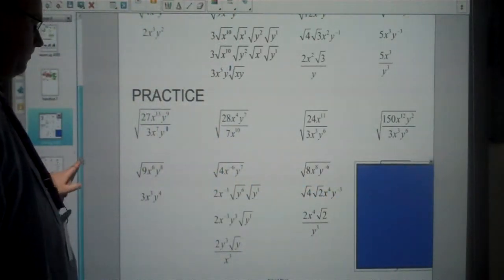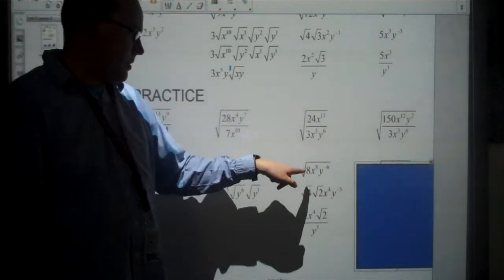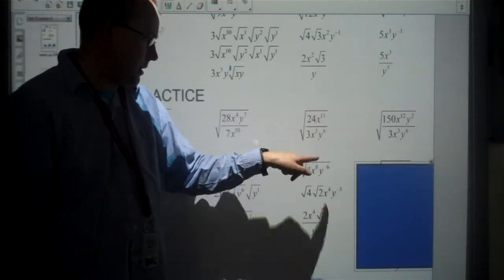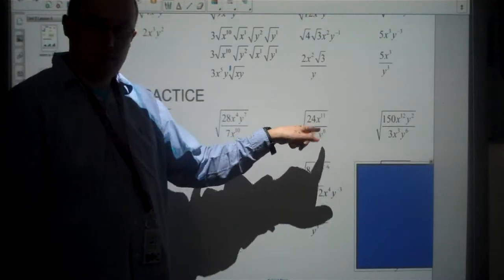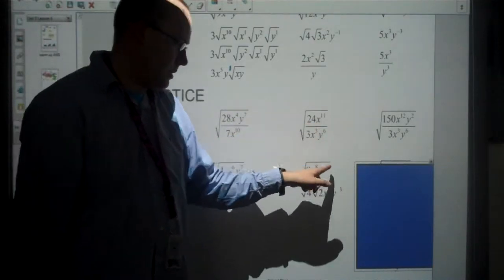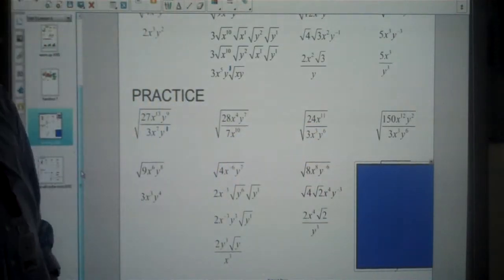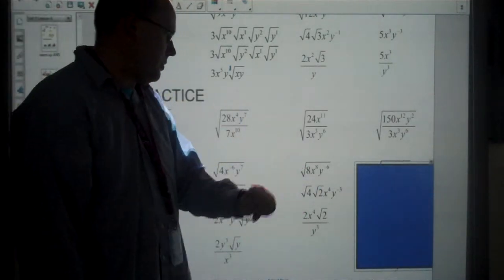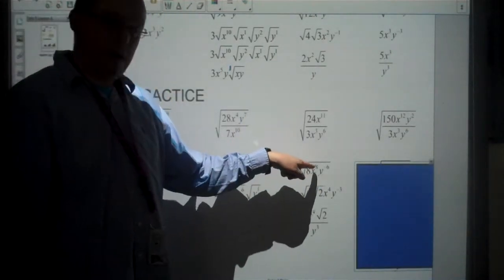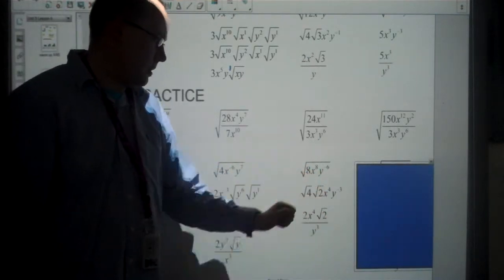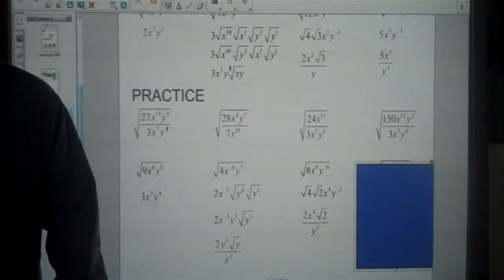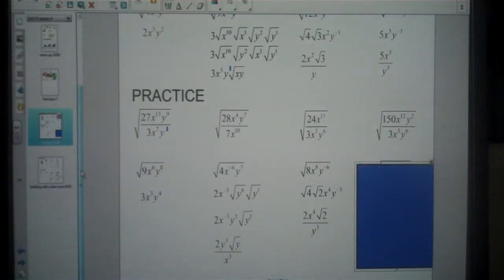The third one, 24 divided by 3 is 8. X to the 11 divided by x cubed, 11 take away 3 is 8. Y to the 6 is on the bottom. We could leave it on the bottom, or I can say it's the same as y to the negative 6. 8 I need to split up because it's not a perfect square, so square root of 4, square root of 2. X to the 8, I can half that number, so x to the power of 4. And same with negative 6, I can half that one to get y to the negative 3, removing the radical.